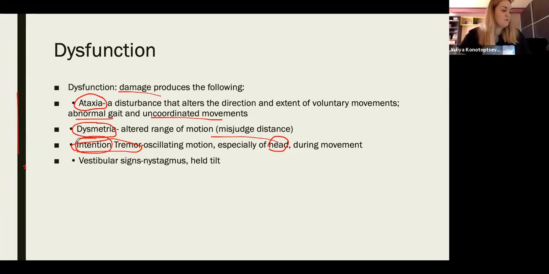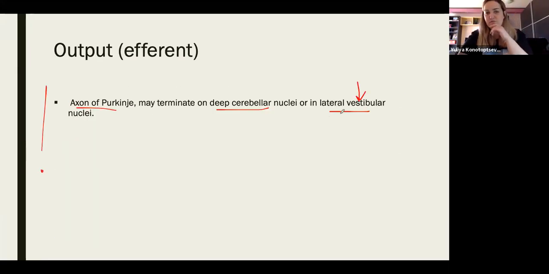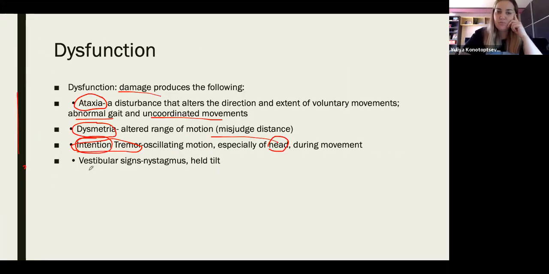Because cerebellum has something to do with the vestibular, you see Purkinje synapses with the lateral vestibular nucleus. It's all about balance, right? You're going to see that there will be vestibular signs. There will be nystagmus, there will be head tilt. They tilt their head so they can stabilize the balance, right? Anybody knows what nystagmus is?